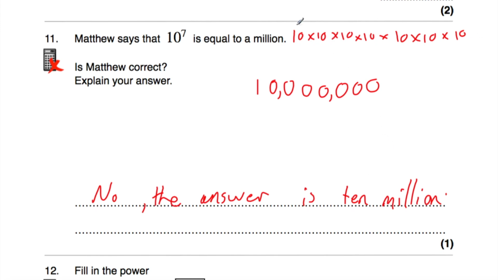Now if we go back up, if you'd done it this way and wrote 10 times 10 times 10 times 10 times 10 times 10 times 10, you could have done this. 10 times 10 is 100, times 10 is 1,000, times 10 is 10,000, times 10 is 100,000, times 10 is 1,000,000, times 10 is 10 million, and you would have got that answer as well.